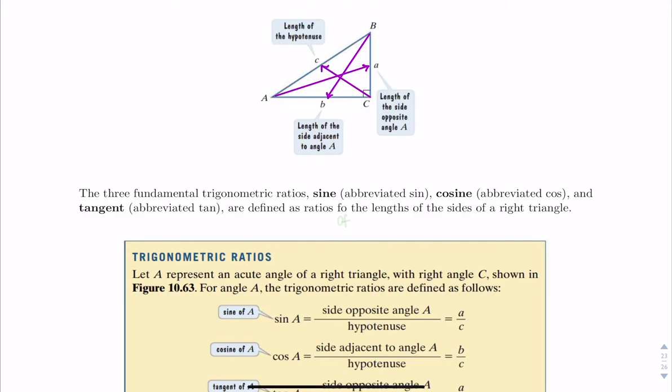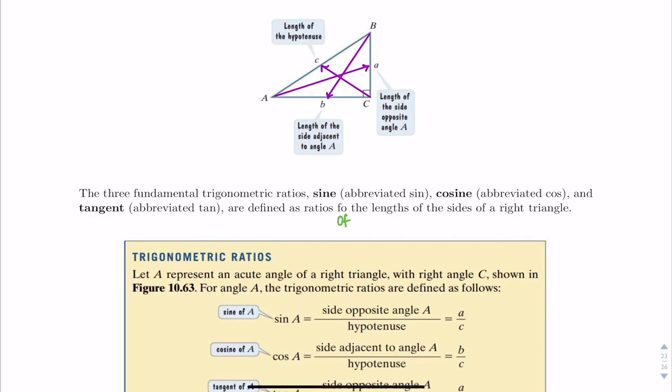The three fundamental trig ratios, sine, abbreviated to just sin, cosine, or just cos, and tangent, tan, are defined as ratios of the lengths of the sides of a triangle, of a right triangle specifically. So let A represent an acute angle of a right triangle with right angle C, shown in the figure above.